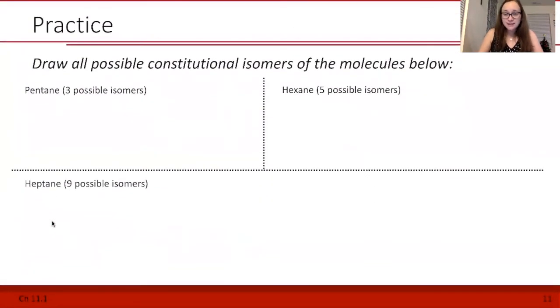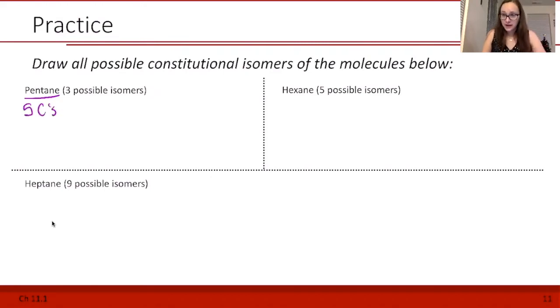So for practice, we have 2 different practice slides. Our first slide asks us to draw all possible constitutional isomers for the molecules below. So the same molecular formula, but different connectivity. I'll do the first one with you, and then we'll do the other 2 on your own and check your work. So pentane is a molecule with 5 carbons.